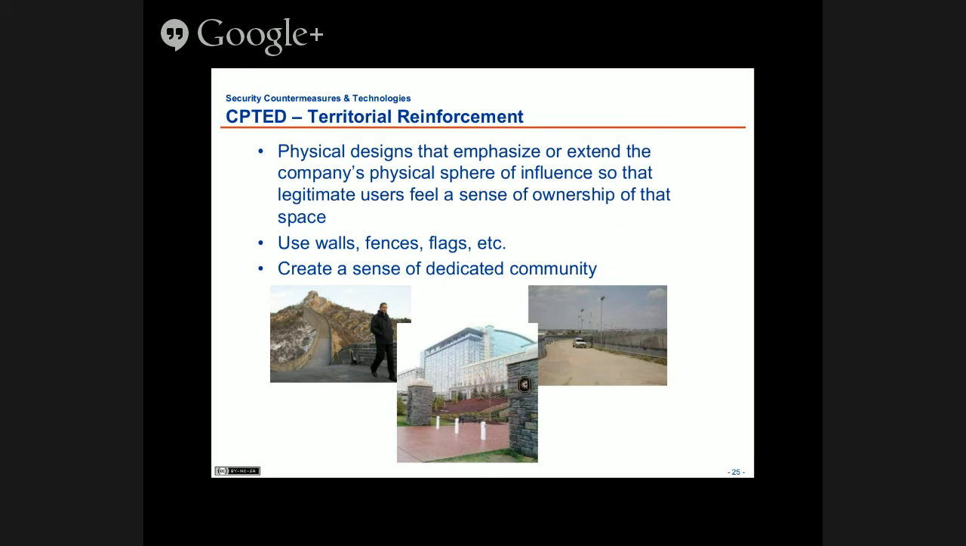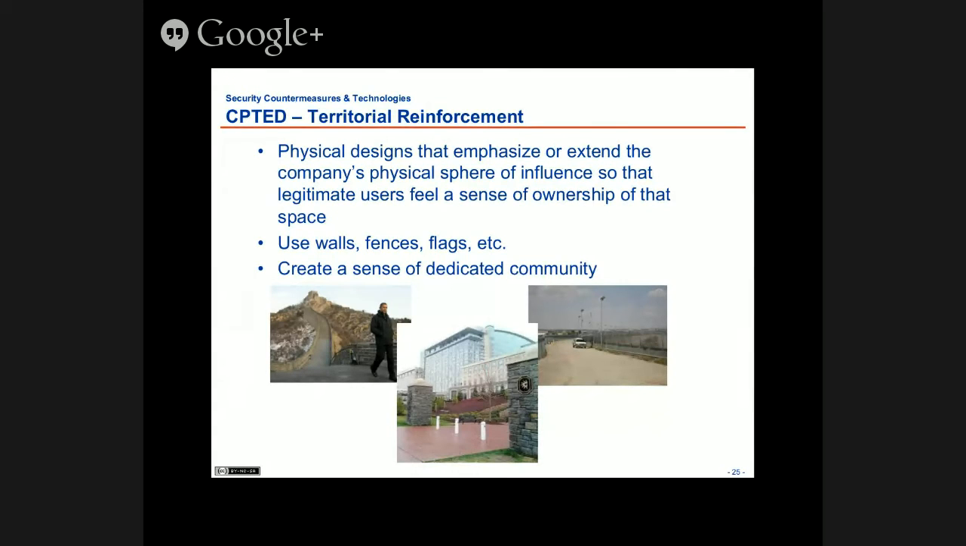All right. Then in terms of territorial enforcement, basically physical designs that emphasize or extend a company's physical sphere of influence so legitimate users feel a sense of ownership of that space. So walls, fences, flags, basically you're stating that this is our organization, this is ours, please stay out. But as an employee, you say, okay, this is my banner of the company that I work at. They have these walls, so I know that when I go in there, I feel safe. It's a community, right? That's why it says create a dedicated sense of community. So everyone within those walls belongs there, right?